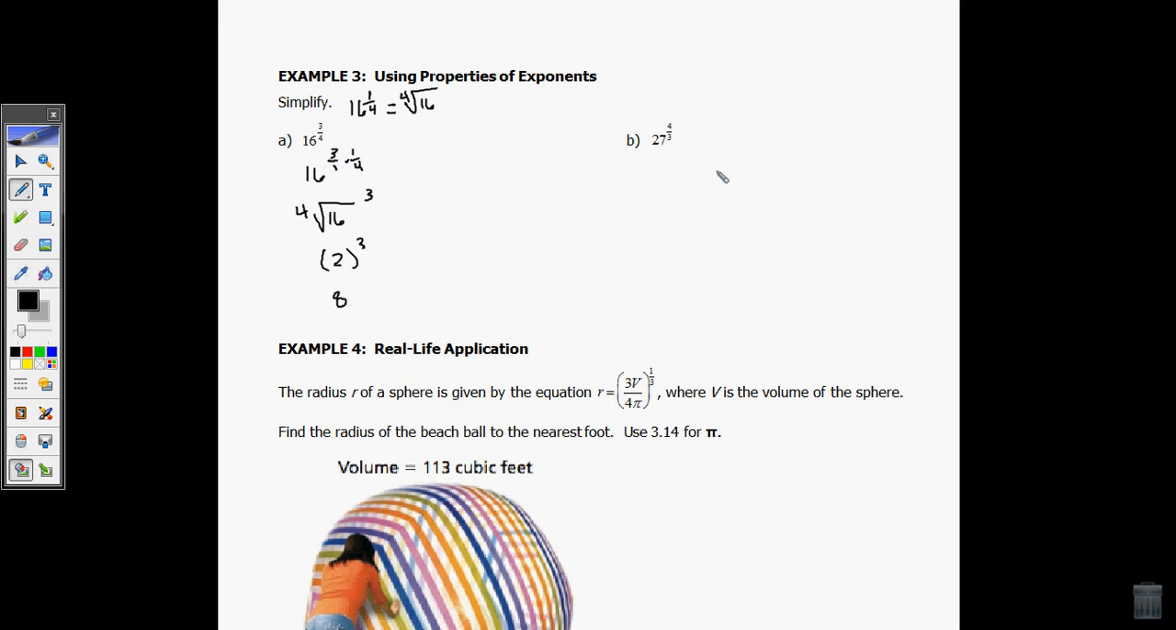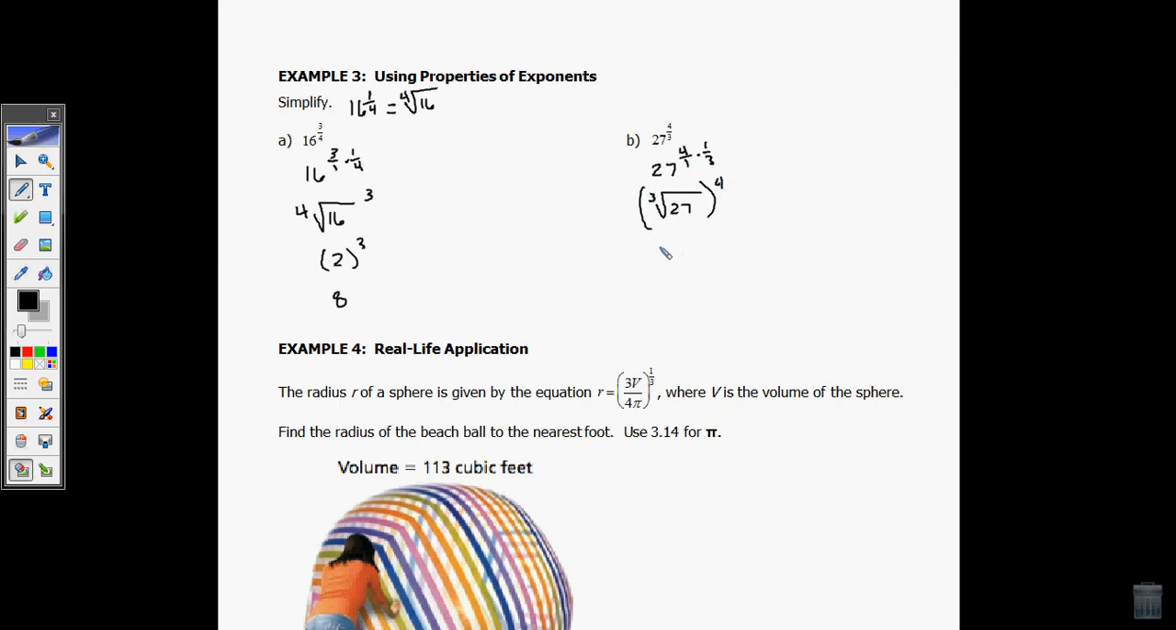Let's try that one more time with this 27 over here. The first thing I need to do is to split it up. 4/3 is the same thing as 4 over 1 times 1 over 3. Now this tells me that I have a cubed root because of this 1/3, so I want the cubed root of 27, but then I also need to raise that to the 4th power.